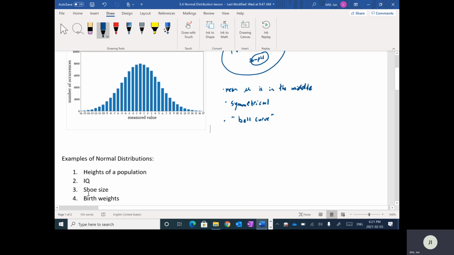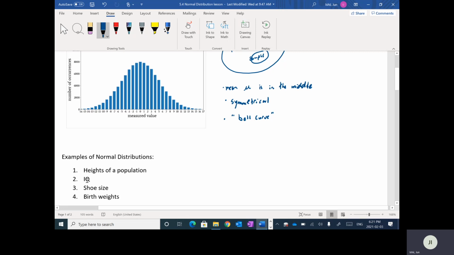Another one would be, I just Googled it, the IQ score. The average IQ is 100, and as you get further away from the average of 100, you get fewer and fewer people. Shoe size is another one, and birth weights. When babies are born, there's an average weight, and if you count the heavier babies, there are fewer and fewer, and the lighter babies as well. So you get this curve, which is called a normal distribution.